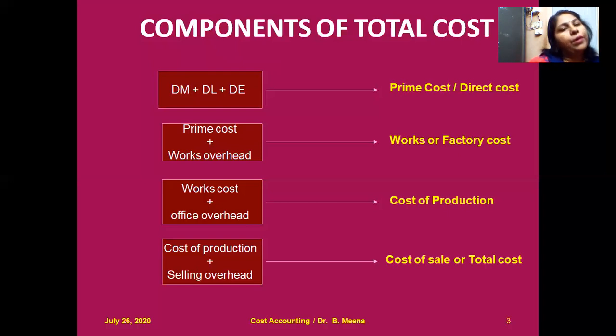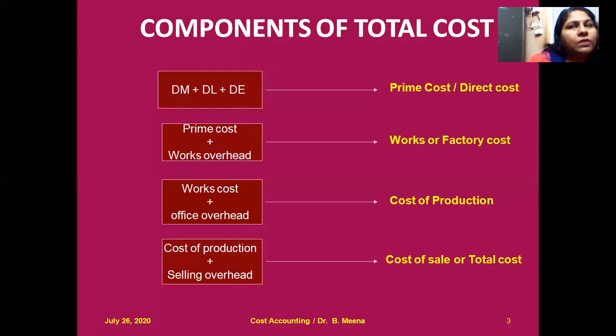That is the third component of cost. What is that? Cost of production. Once I have calculated the cost of production, I should consider at last the overheads, that is, indirect expenses incurred in the selling and distribution department. If I add these selling and distribution overheads along with the cost of production, then I will get the total cost, or otherwise call it the cost of sales.